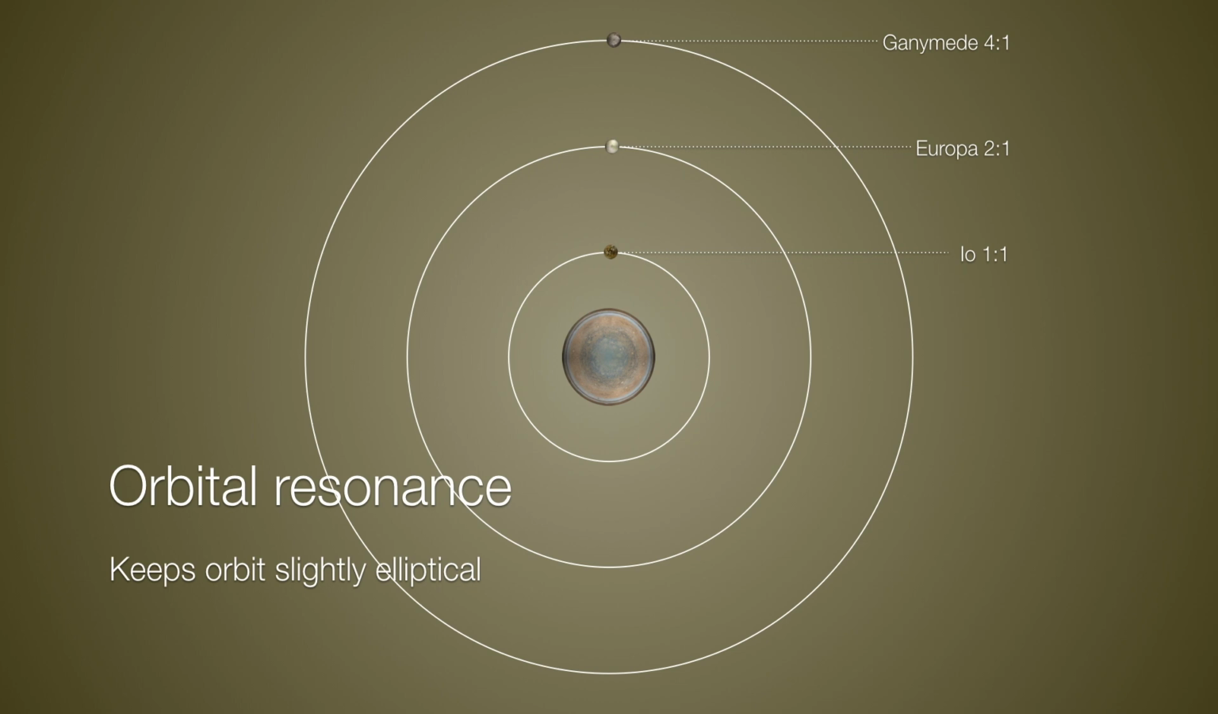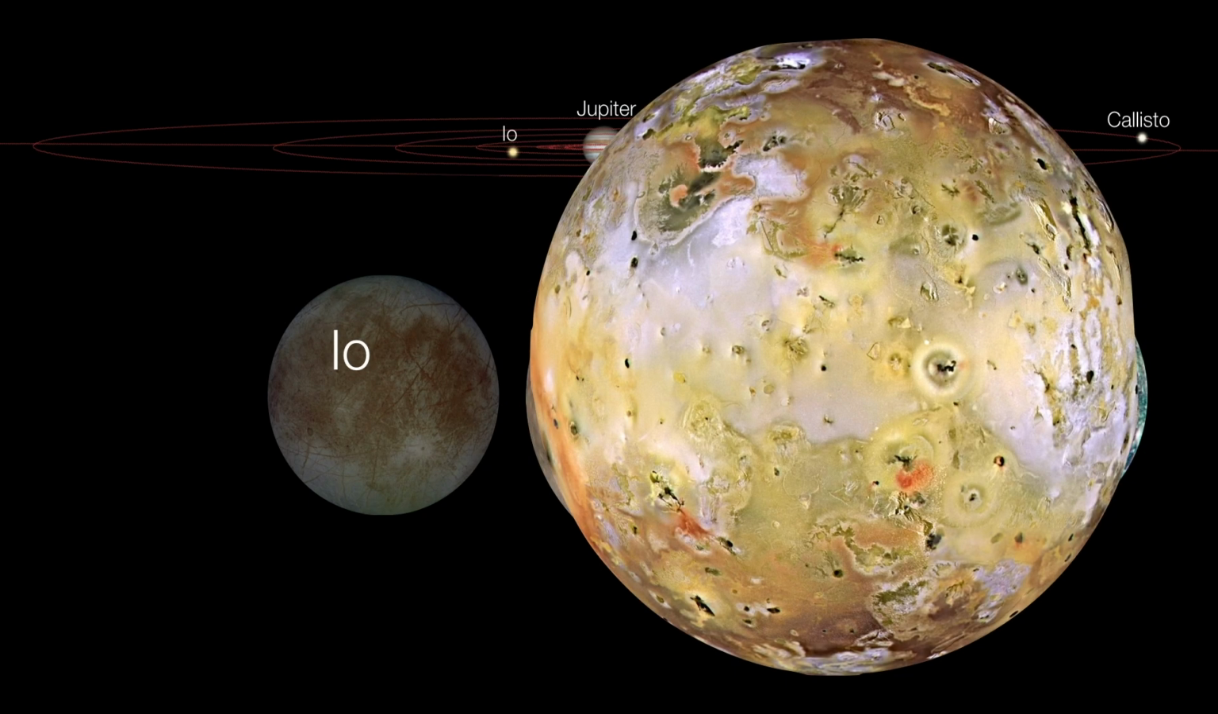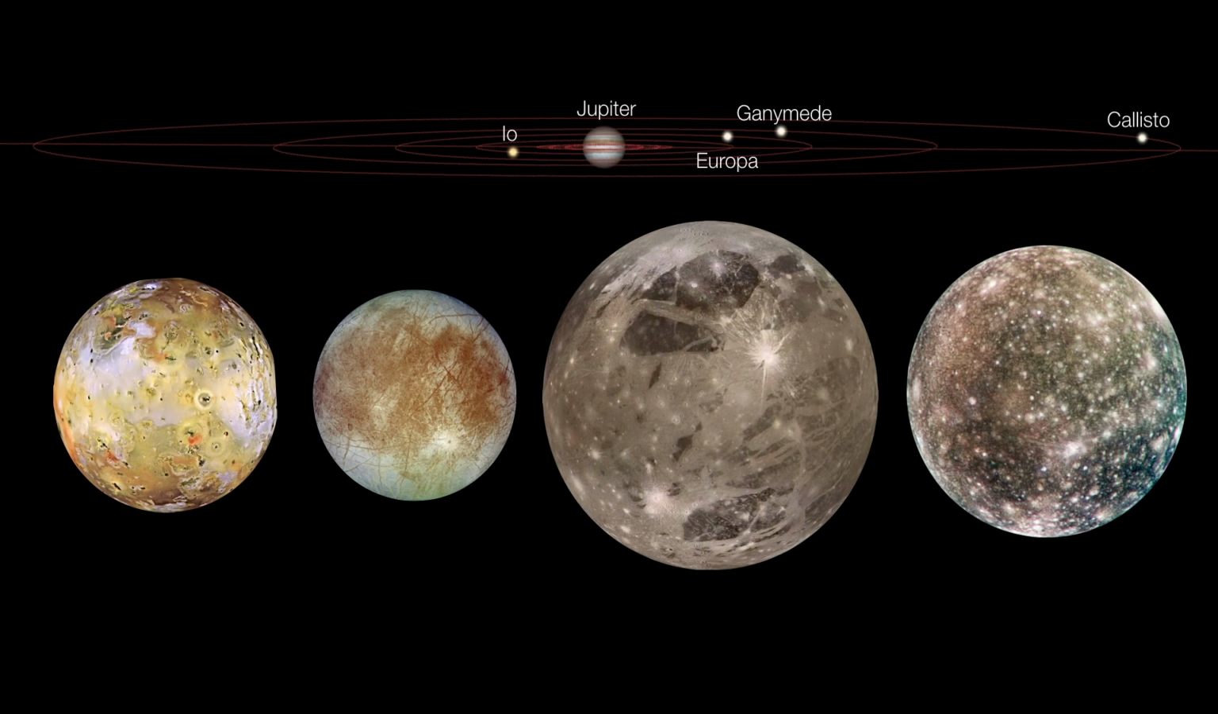So Io maintains a slightly elliptical orbit, which allows Jupiter to tidally heat its interior, thus producing all the volcanoes that we see here. And those are the Galilean satellites of Jupiter, each one a world unto itself, each with a common backstory, and yet each one with a very different story today.